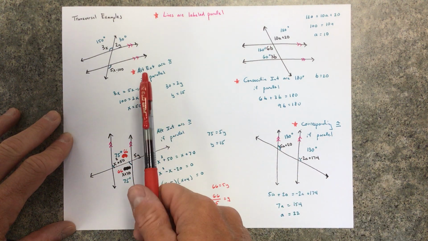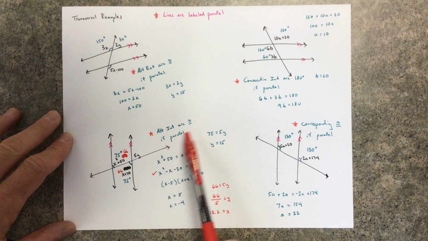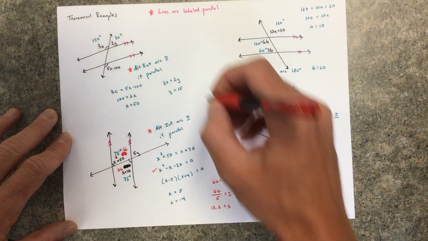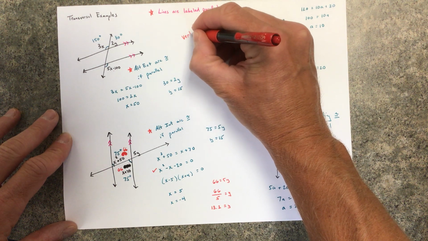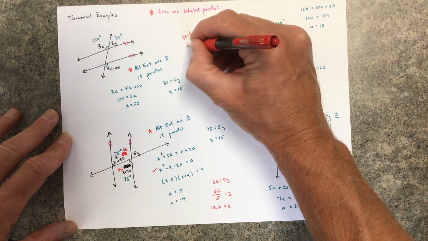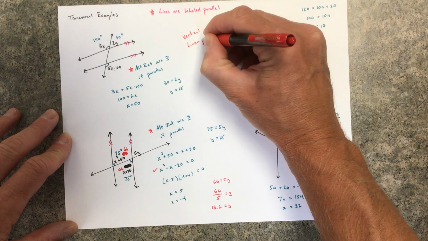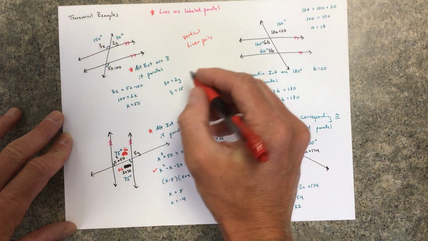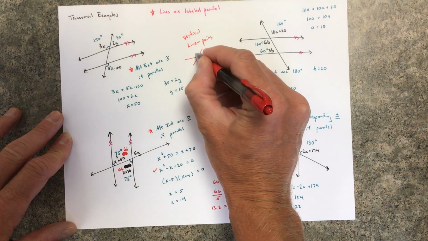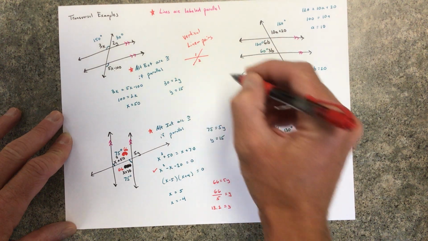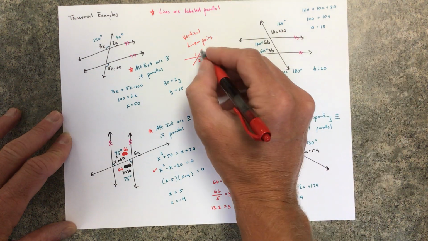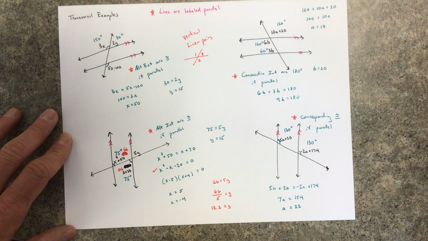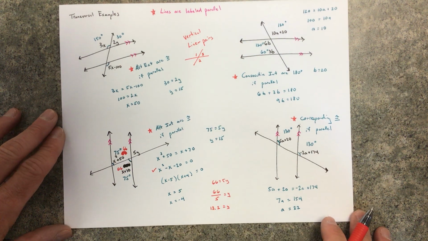The big four, right, are alternate exterior, alternate interior, corresponding, consecutive interior, and then in this, of course, we also used vertical and we used linear pair stuff. And those are still facts that we know and always will know that angle 1 and angle 2 are vertical and they have nothing to do with the transversal. And angle 1 and angle 3 and angle 2 and angle 3 are linear pairs. They form a line, thus they're supplements. Okay.